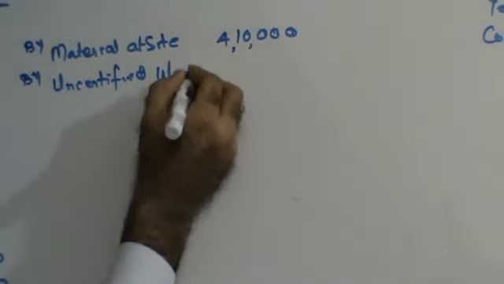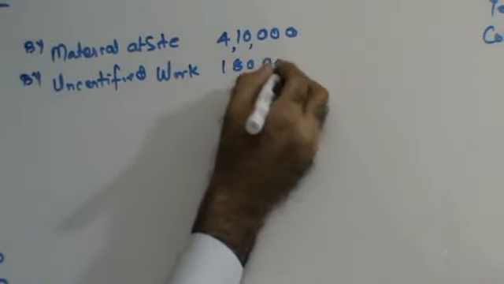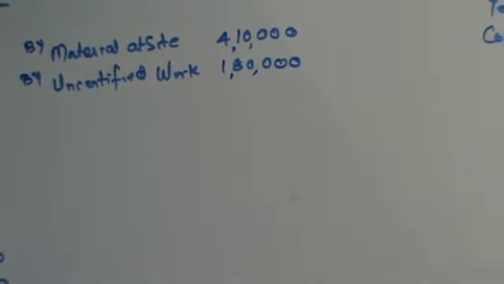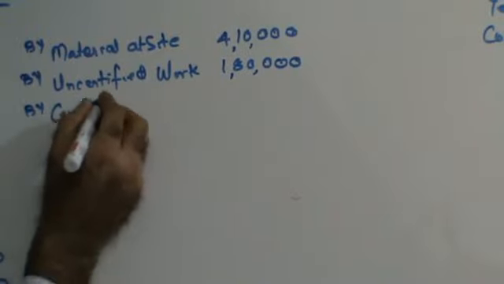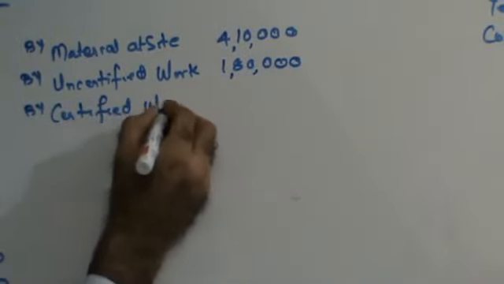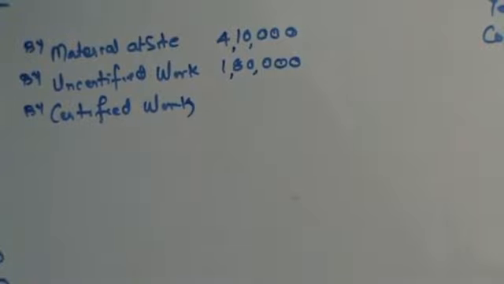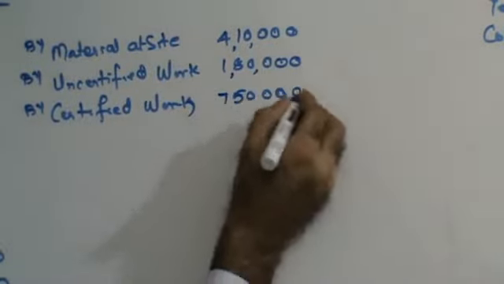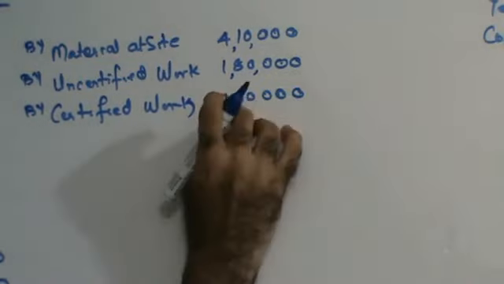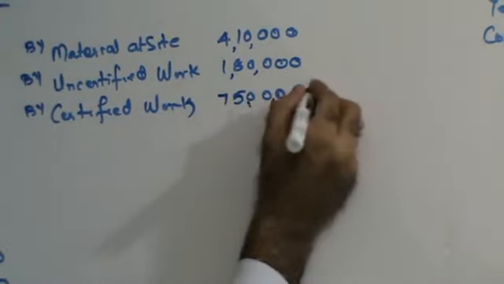1,80,000. Right? Again, you don't bring it onto the credit side. Then by certified work, 75 lakhs. Certified work is 75 lakhs. No, this is 7,50,000. I'm on 75 lakhs.